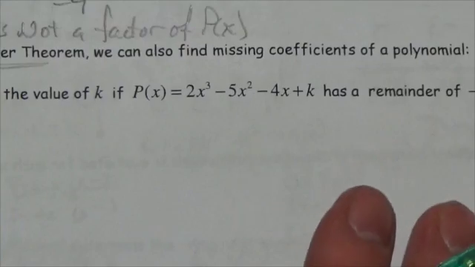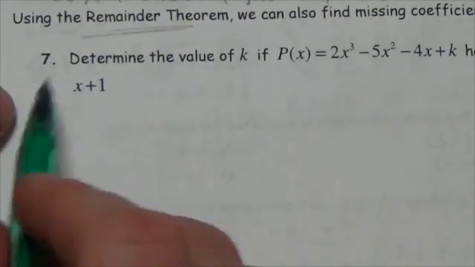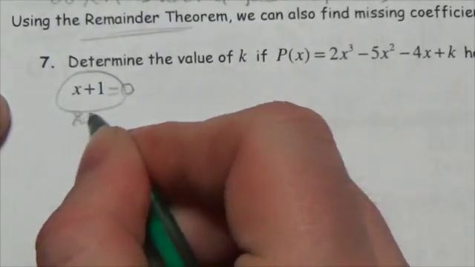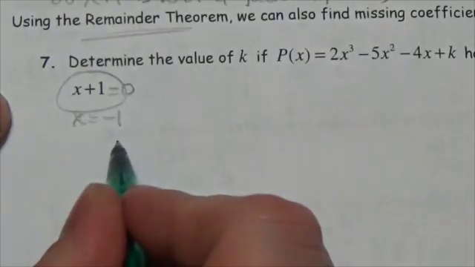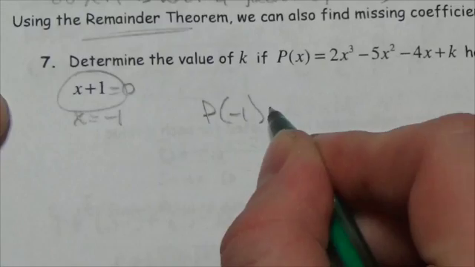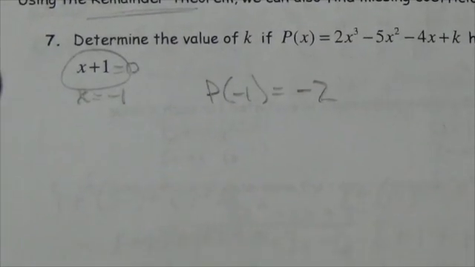This is so much easier just to use the remainder theorem. It really, really is. Okay, we know, because I'm dividing by x plus 1 right here, if I set this equal to 0, I know that if I plug negative 1 into that polynomial, my result should be the remainder, which in this case is negative 2.